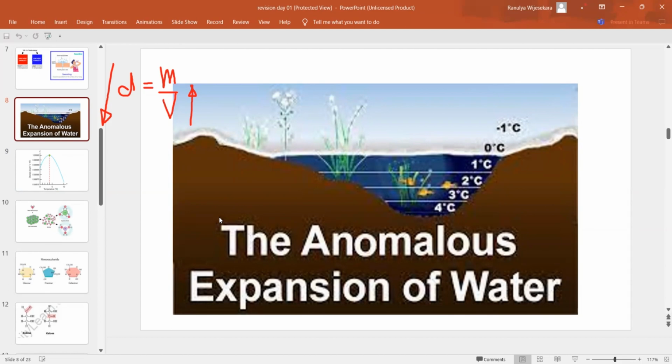You can include that in your MCQ point book. This is an important feature of water. Let me know as soon as you finish. Please raise your hand or do something. Then I can move to next one.